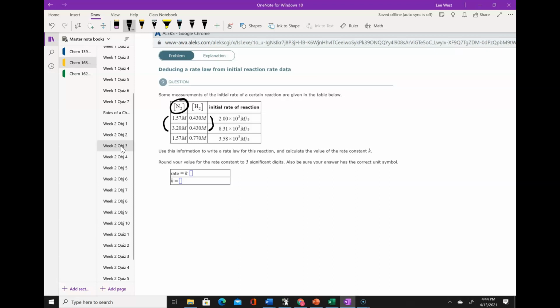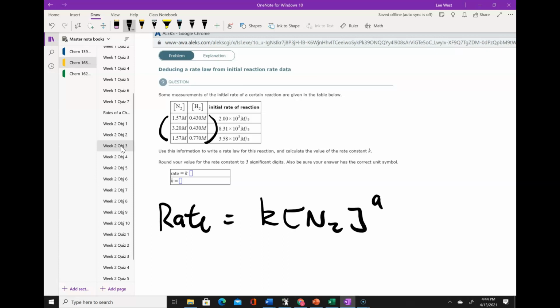And then in experiments 1 and 3, what I can see is that the concentration of N2 stays the same, but the concentration of H2 increases. So I'm going to use experiments 1 and 3 to figure out the dependence of the reaction rate on H2. So the rate law is going to be like this, because we have those 2 reactants, right?